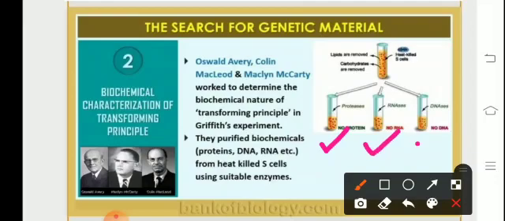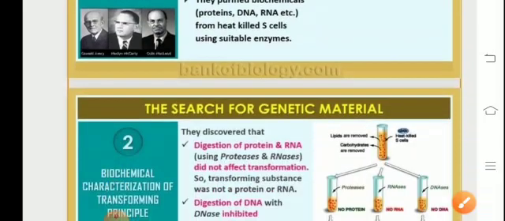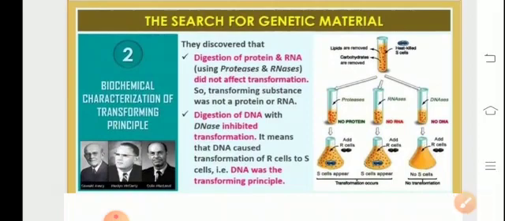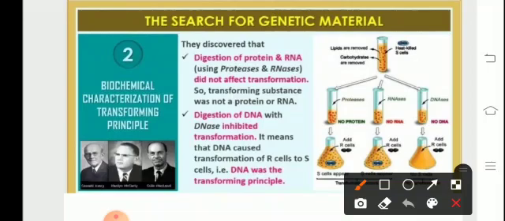To these tubes from which the biochemicals were extracted from the heat-killed S strain, the proteases, the RNases and the DNases were added to the tubes containing protein, RNA, and DNA respectively. Later, to it were added the R cells. It was found that in the tubes where the proteases and the RNases were added, and later to it the live R cells were incorporated, transformation occurred.